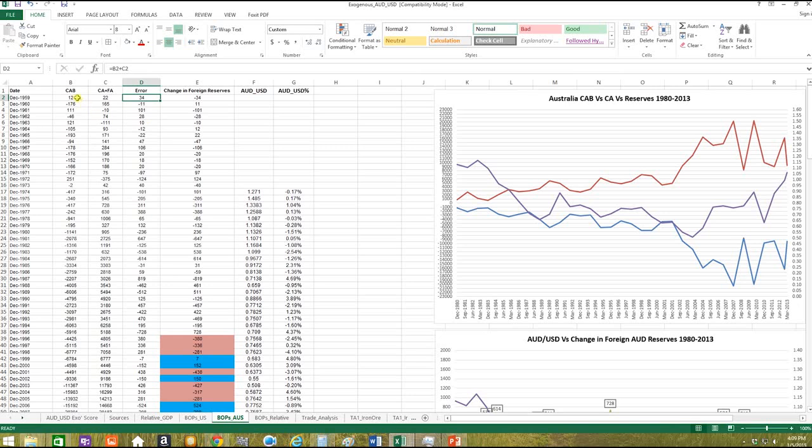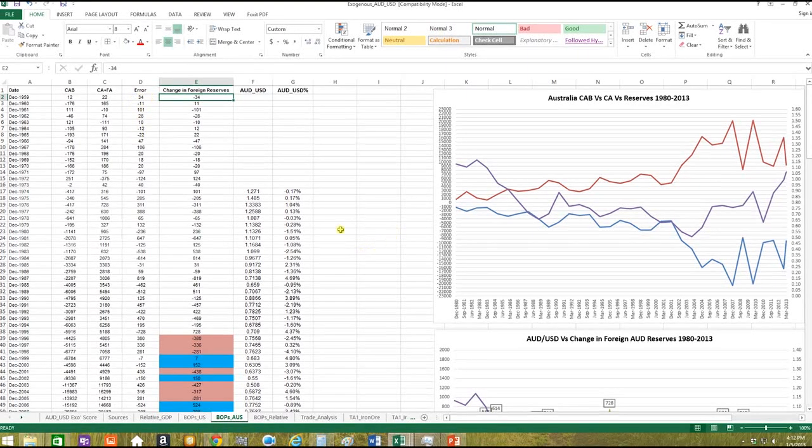So we have the current account balance plus the financial account. That should equal 0, but it doesn't. It equals 34. And then we have the opposite of that, which is the balancing item. So the balancing item being the inverse of the error as to whether Australia is in surplus or deficit.